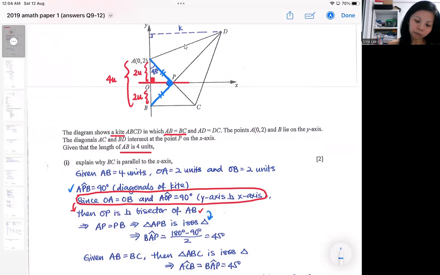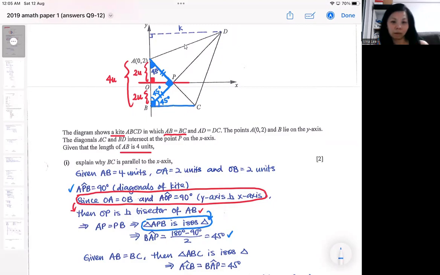The isosceles triangle is important because with the 90 degree and the isosceles triangle, I can work out a 45 degree. In fact, there is also another 45 degree. And by the property of a kite, this will also be a 45. If you continue from the 45, you actually already show that this is a 90 degree. It's important to show that that is a 90 degree, because once you show that, then BC will be parallel to the x-axis.